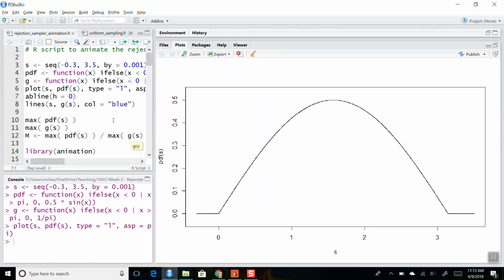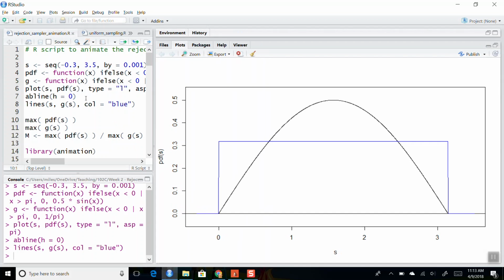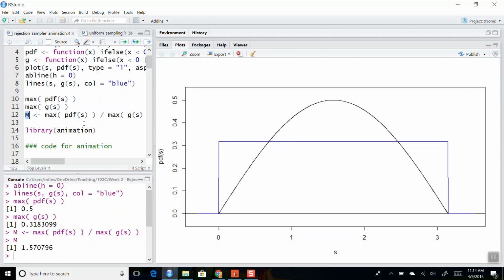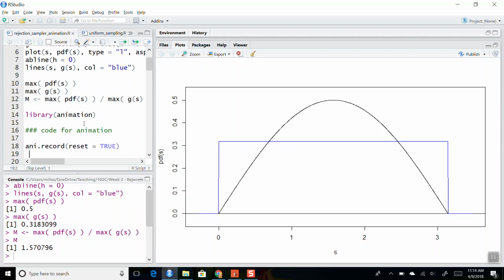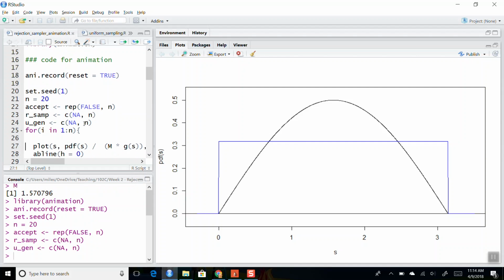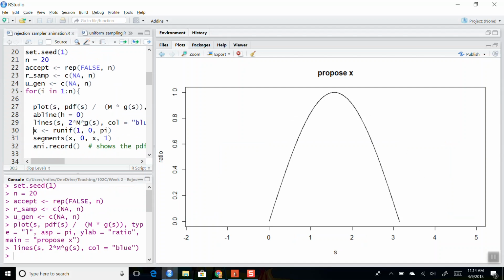All right, so this is our PDF that we want. And this is our proposal PDF. The proposal is equal to 1 over pi here. But we see that it dips below, so what we have to do is find this ratio, which we've found to be pi over 2. Let me just show you what this will look like if we do this.